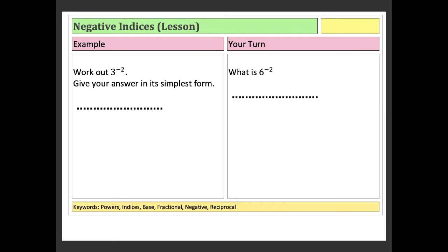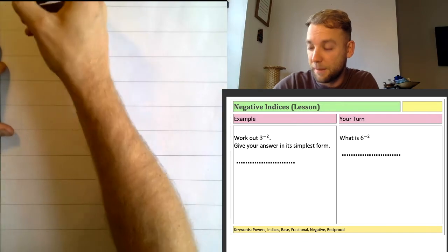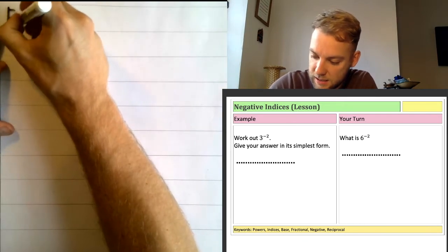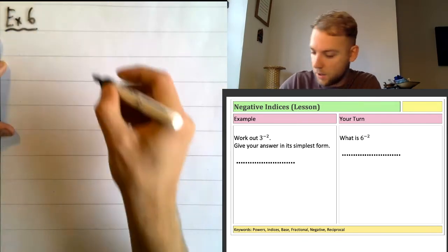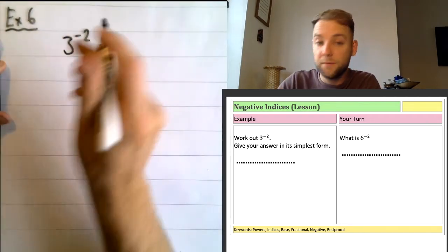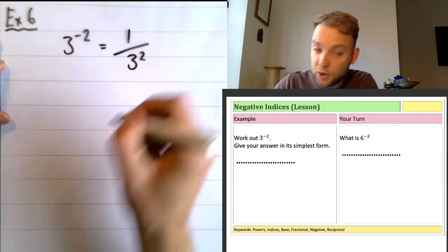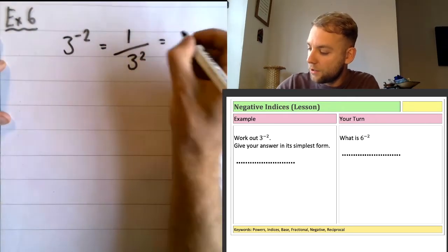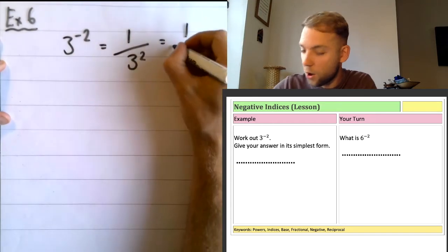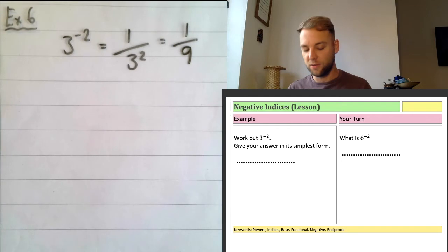Okay, so let's have a look at them together then. I think you should probably be flying through these now. So this is example 6, I think it is. Here we've got 3 to the power of negative 2. Now the negative means 1 over, so this is going to be the same as 1 over 3 to the power of 2, which is 1 over 3 squared, which is 9. Brilliant.